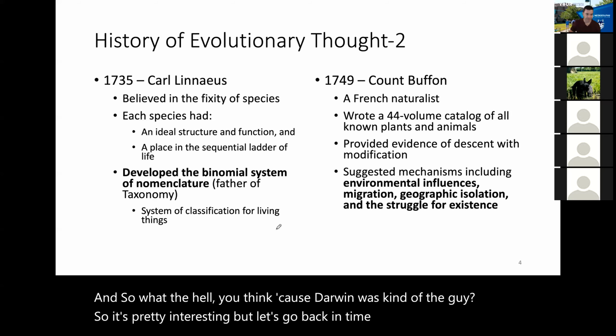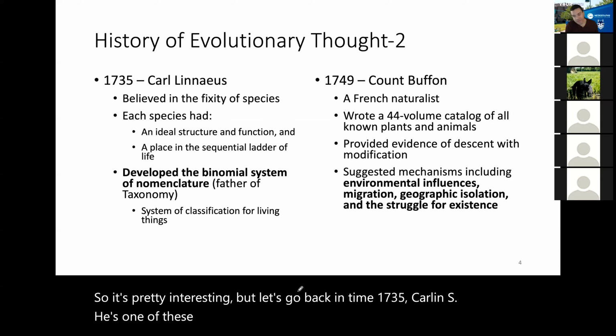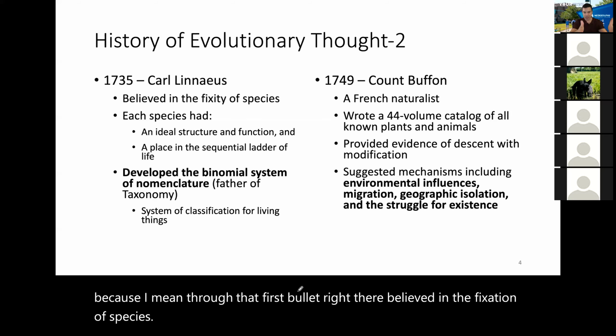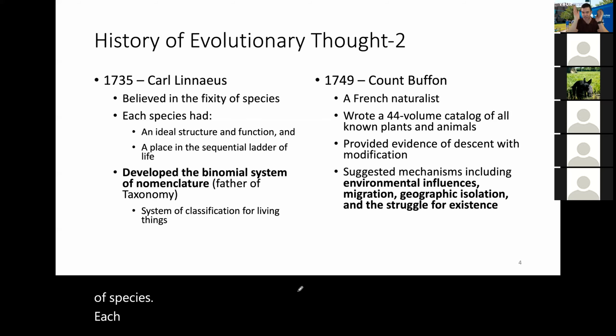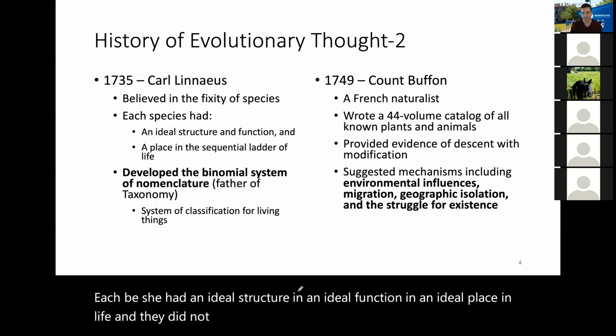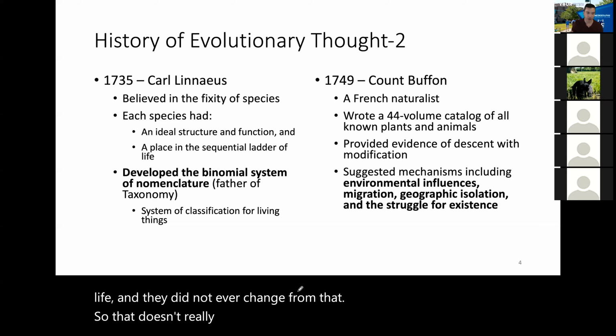1735, Carl Linnaeus. He's one of these early forefathers of evolutionary thought, though not because he believed in the fixation of species. Each species had an ideal structure, an ideal function and an ideal place in life, and they did not ever change from that. So that doesn't really sound like a whole lot of evolutionary thought.